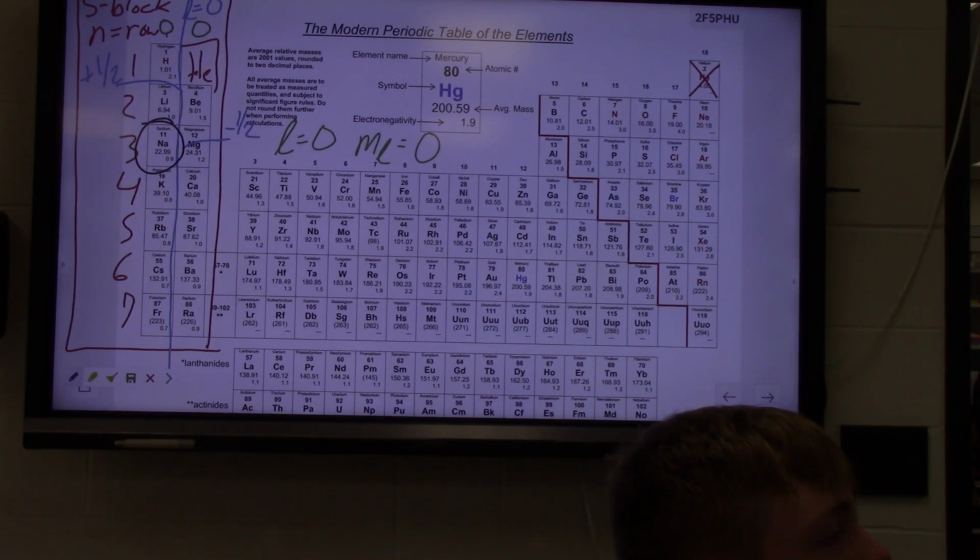So this one's different. Start with L. So we're narrowing this down to find the element. If I look at L is 0, which tells me what? It's in the S block. Oh, S block. Well, you can tell me anyway.